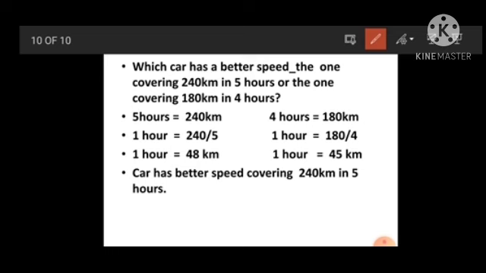Now here is another car covering 180 kilometers in 4 hours. So 1 hour is equal to 180 divided by 4. 4 4s are 16 and 4 5s are 20. So 1 hour equals 45 kilometers, or 45 kilometers per hour. So which speed is better? The car covering 240 kilometers in 5 hours has the better speed.